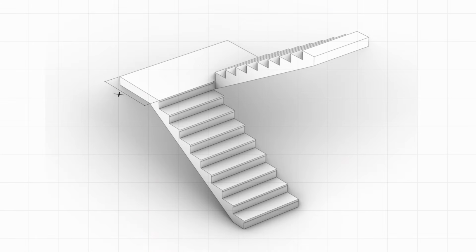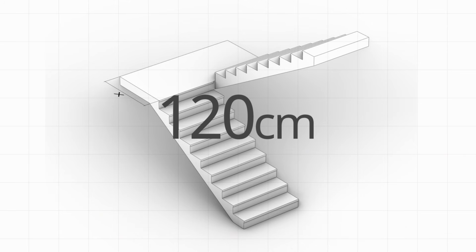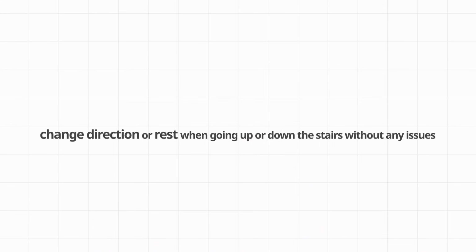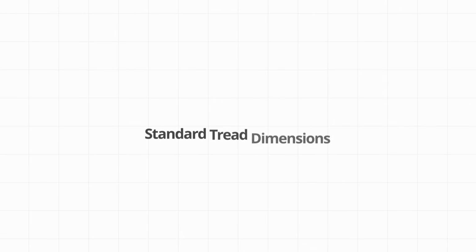Standard stair landing dimensions. Landings are places where people can briefly rest or change their direction. According to Neufert, the size of the landing must be at least equal to the width of the stairs. For example, if the stair width is 120 centimeters, the landing should be at least the same width. This space should be level or have a maximum slope of 1/12 and should be free of obstacles. This dimension helps ensure that people can comfortably change direction or rest when going up or down the stairs without any issues. Standard tread dimensions.